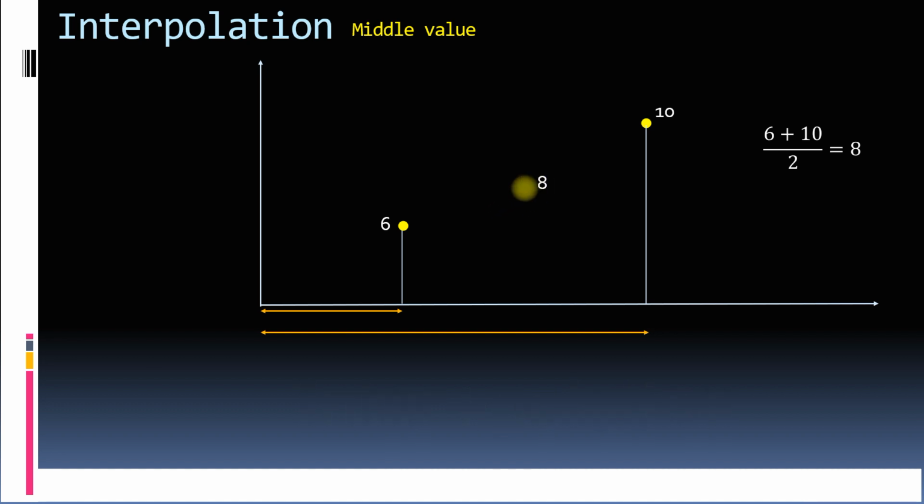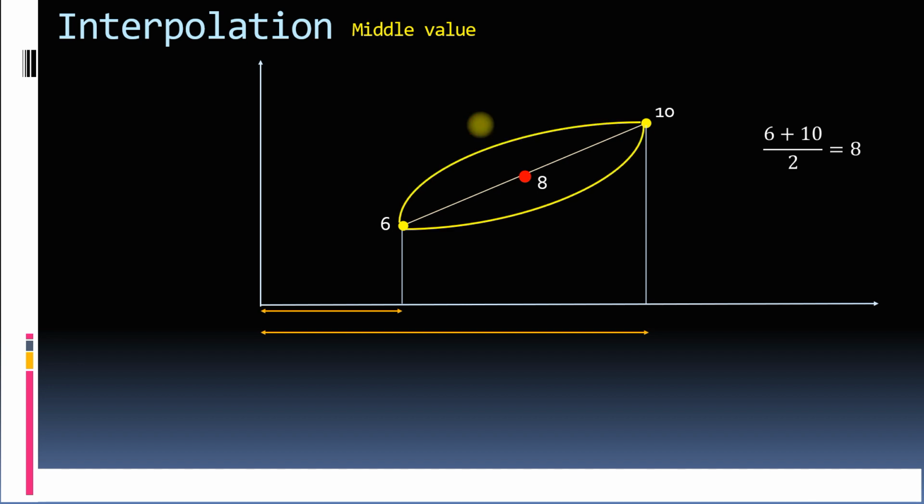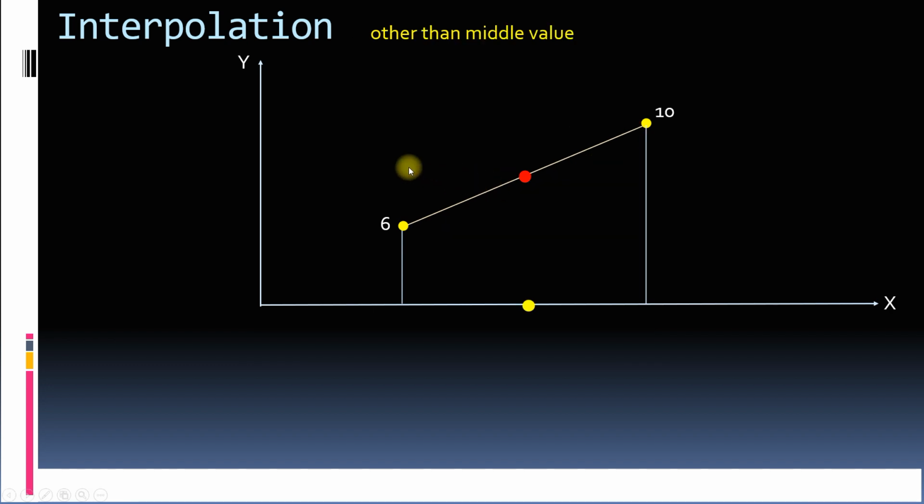In fact, with this calculation or intuition, we are assuming there is a linear relationship between 6 and 10. Linear means pertaining to a straight line, but the relationship may not be linear. So if a function is linear, the middle value will be 8. But if the function is non-linear, then the interpolated value, like this and this one, will be different from 8. We will only focus on linear interpolation in this session.